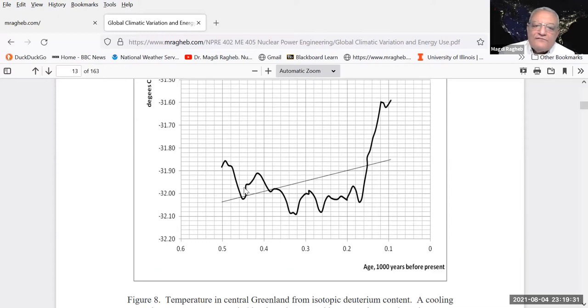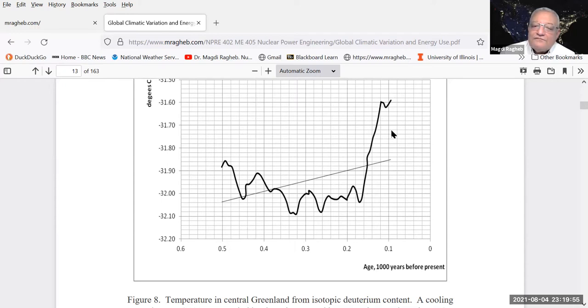You find over 5,000 years, the temperature has been somewhat decreasing, but in the last 1,000 years, 0.1 every 200 years, the temperature has been increasing. And this is associated with the presence of humans.